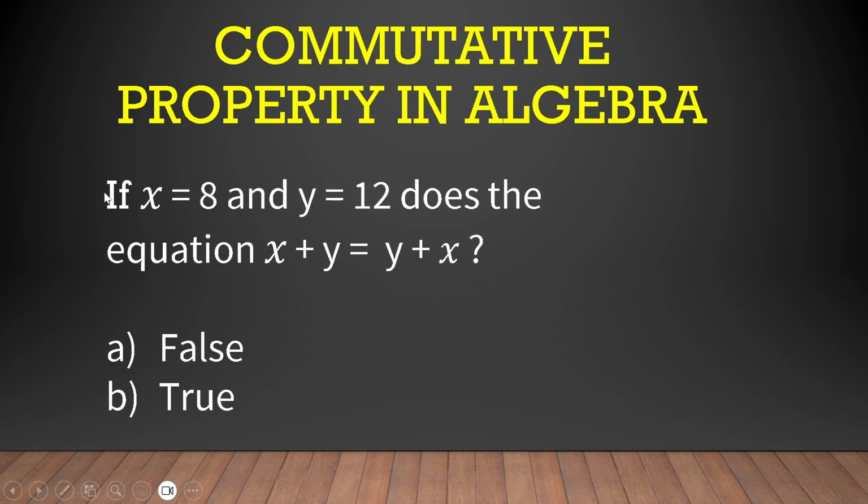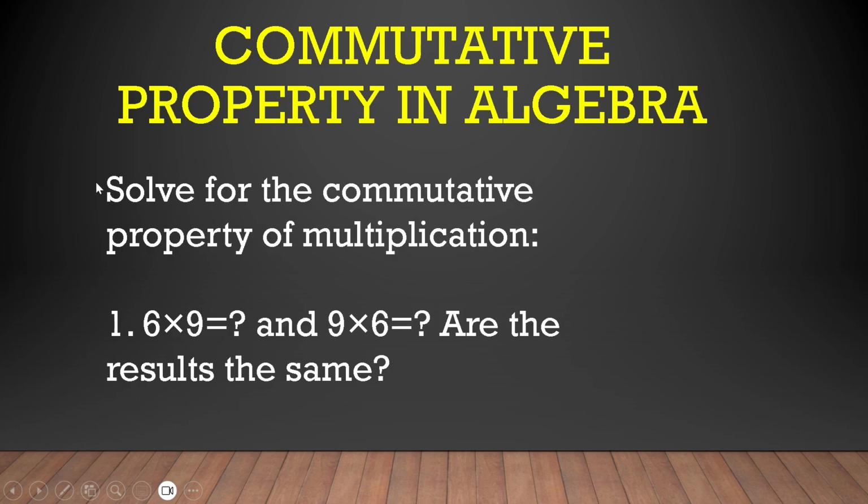Now third question here. If x is equal to 8 and y is equal to 12, does the equation x plus y is equal to y plus x? A. False. Or B. True. And last but not least, our fourth question here is solve for the commutative property of multiplication. Number one, 6 times 9 is equal to what? And 9 times 6 is equal to what? Are the results the same?